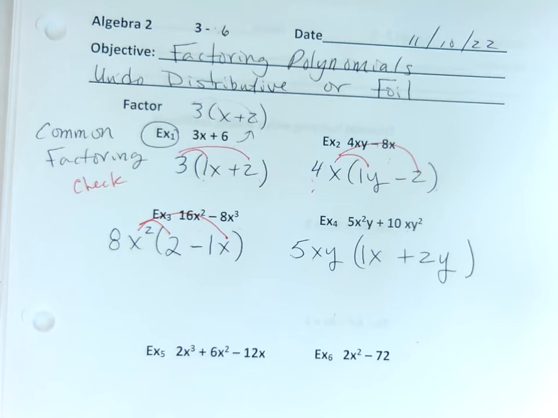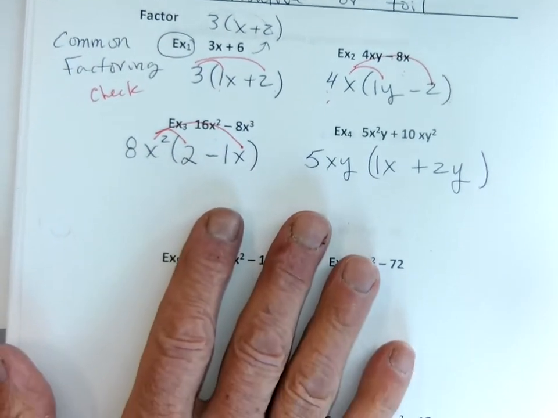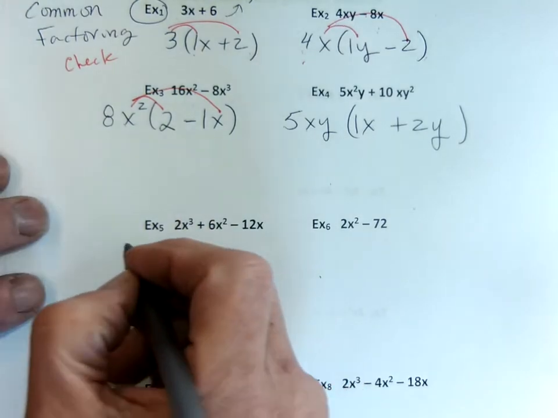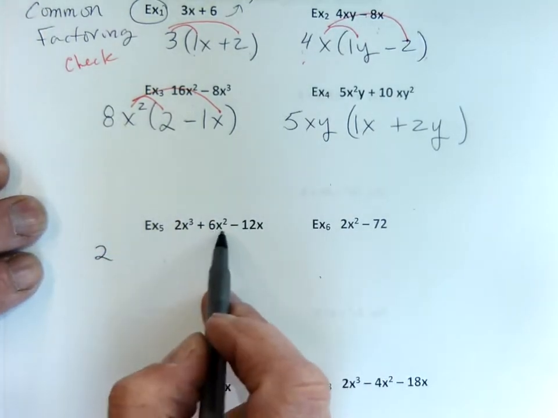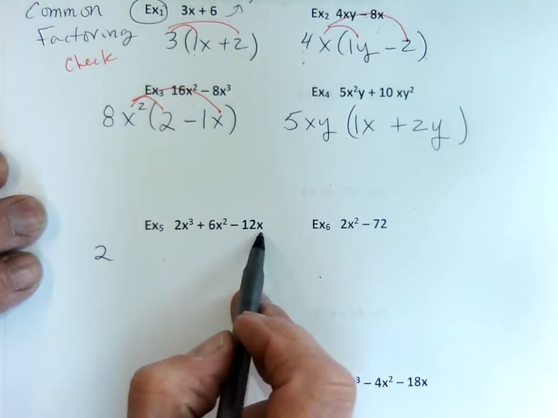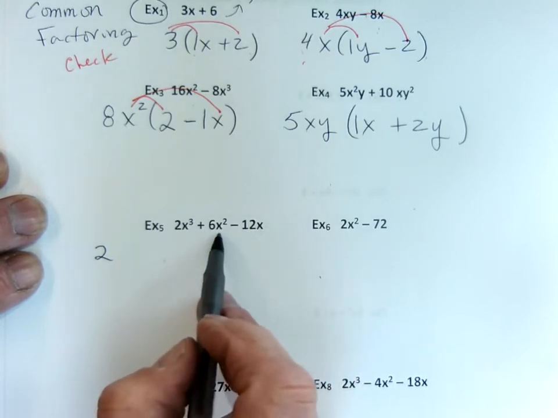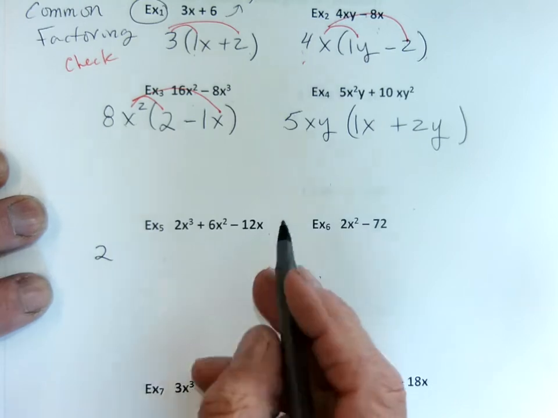Okay. All right, number 5. What do they all three have in common? What's the biggest multiple in all three? 2. Everybody agree? 2. 2x squared. How many x's do they all three have in common? No, 1. Just 1. Because this one only has 1, right? So you can only take out an x out of all 3 terms.